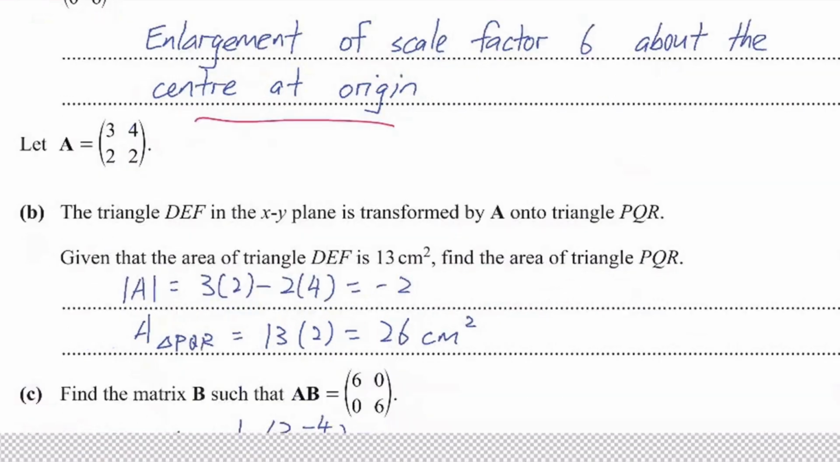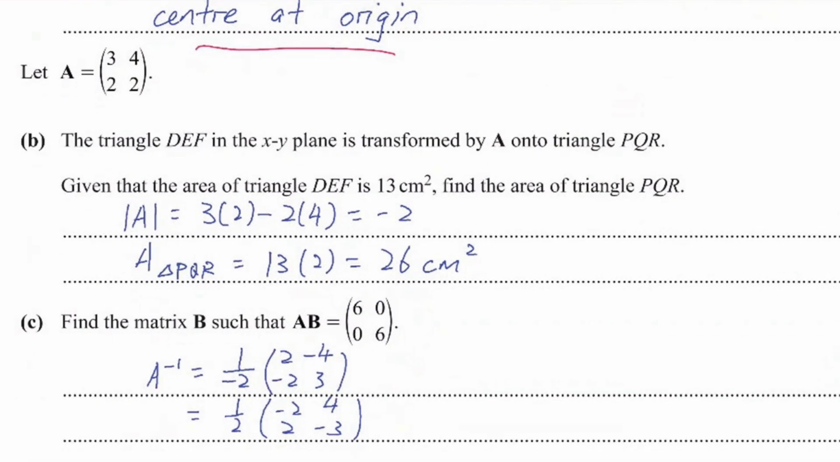Okay. So part A, then part B. Now we are given a matrix A, which is 3, 4, 2, 2. A triangle DEF is transformed by A onto the triangle PQR. Given that the area of the triangle DEF is 13 cm square, find the area of the triangle PQR.